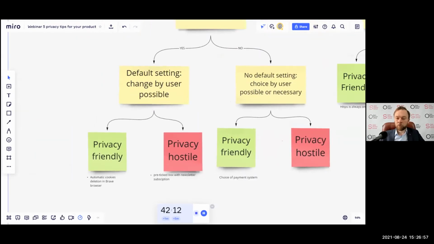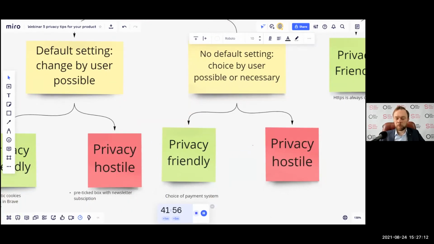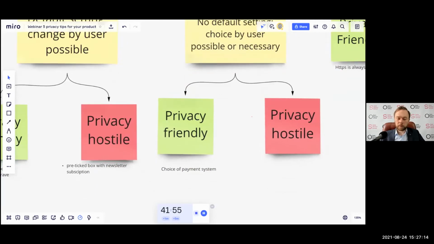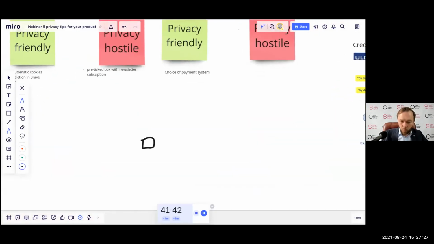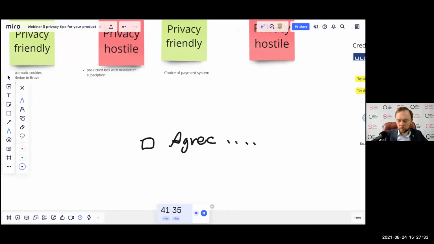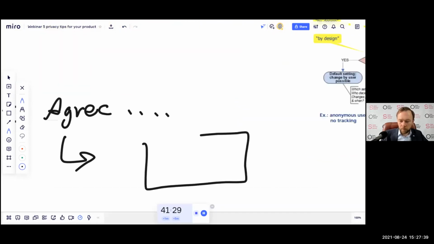The second option, when there is no pre-configuration at all, is that you may force users to make a choice about privacy. For instance, instead of using this type of dialog, where you have a box and consent, agree, and so on, you may switch to another variant of yes or no questions.